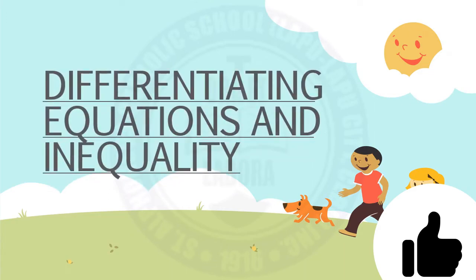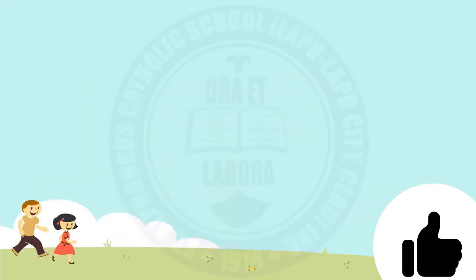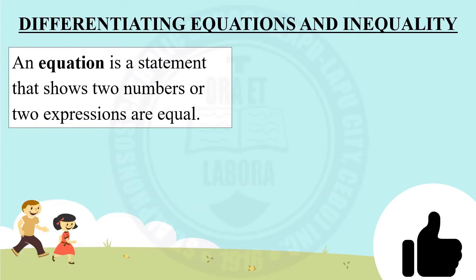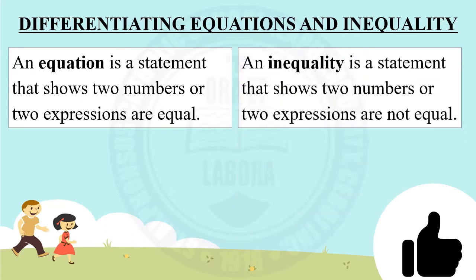Differentiating equations and inequality. What's the difference between an equation and an inequality? An equation is a statement that shows two numbers or two expressions are equal, while an inequality is a statement that shows two numbers or two expressions are not equal.